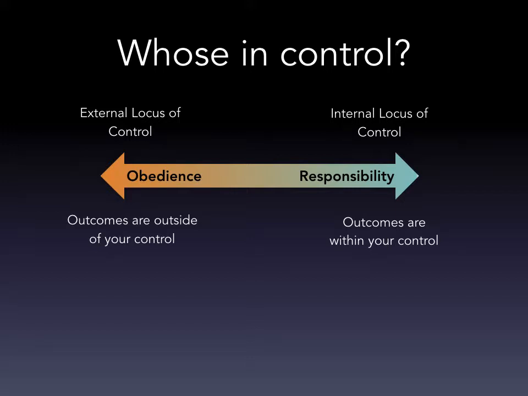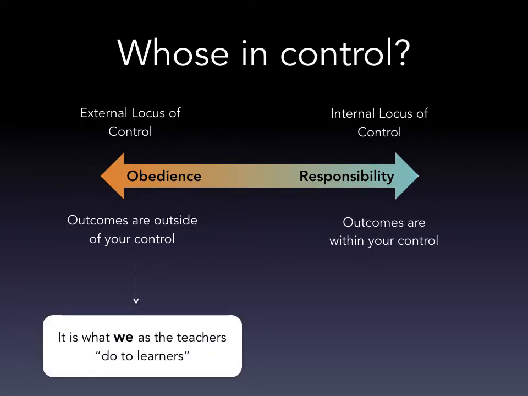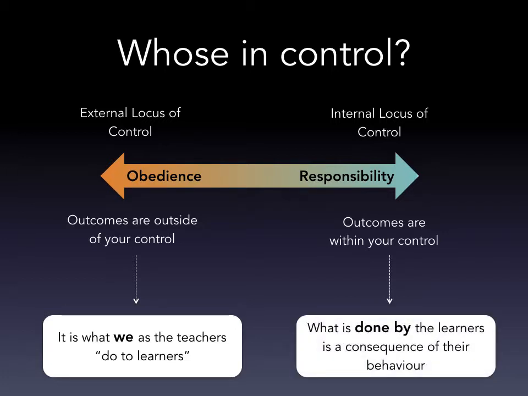So let's bring it back to the classroom. How do the two models get learners to behave in an appropriate and respectful way? The obedience model uses punishments to threaten and scare learners, and they believe it is what we as the teachers do to the learners that gets the desired behavior. While the responsibility model helps learners to see that what is done by the learners is a consequence of their own behavior.